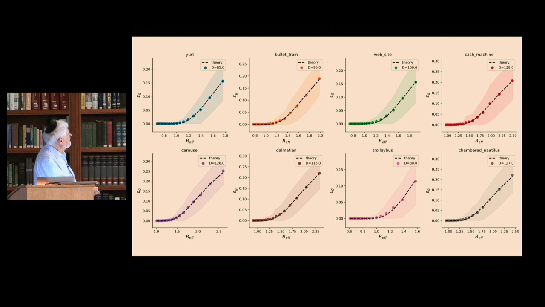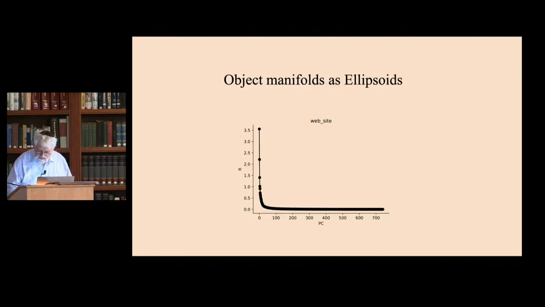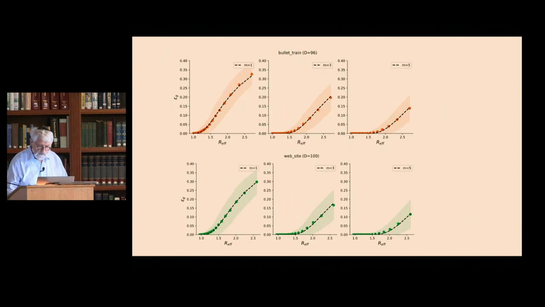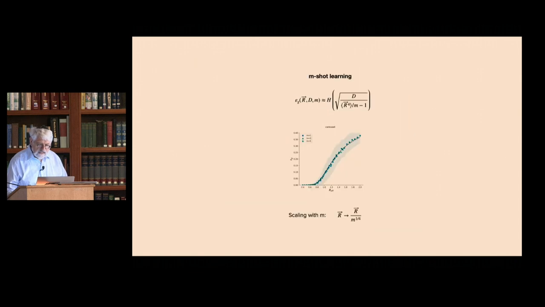So it's amazing, and maybe, I don't know, accidental agreement between naive ellipsoids. So what we do here is take each one of this point manifold and look at the spectrum, and then use this as our ellipsoids, basically. Okay, here are other examples.